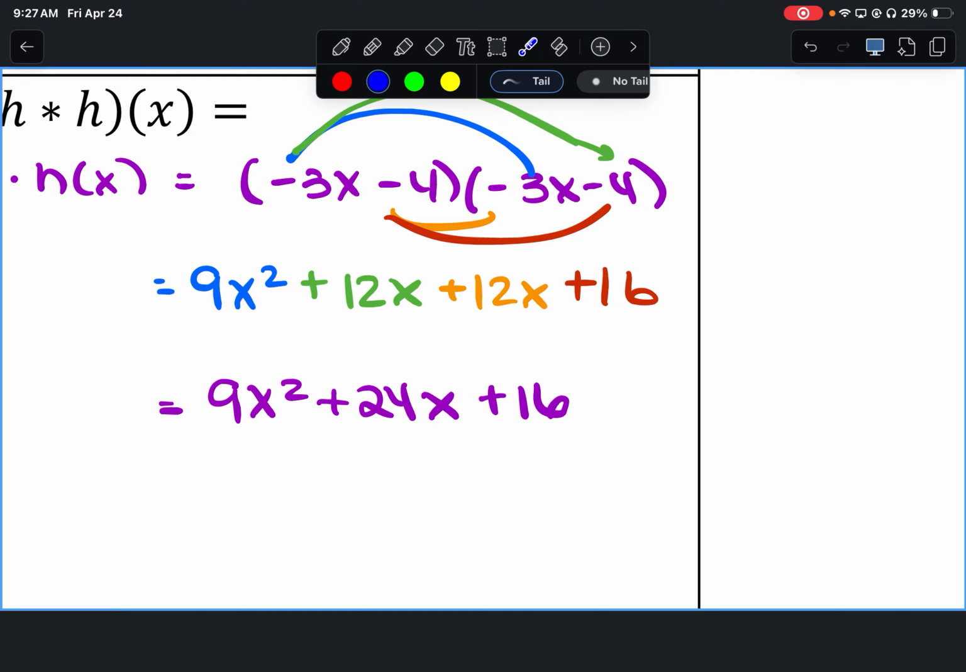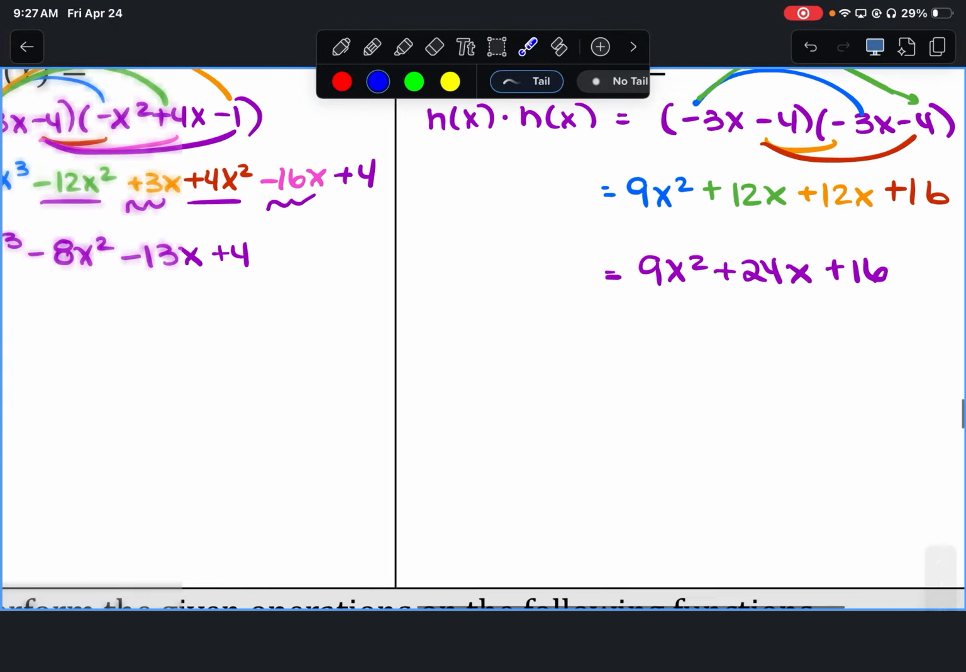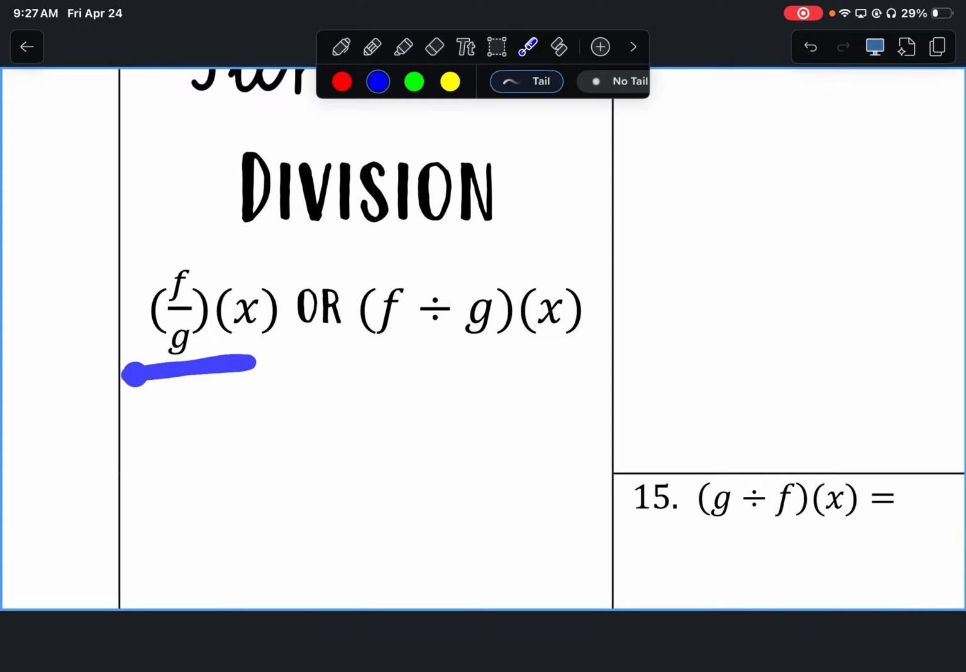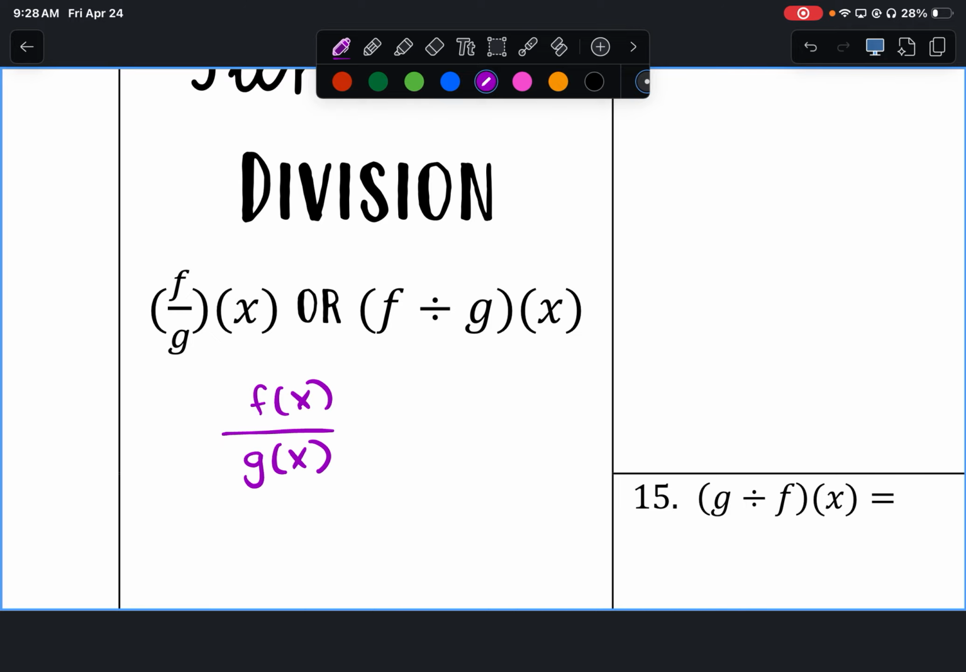All right, now, are y'all ready for the hardest section we're going to do today? Okay, that is the division section. This one's really hard, okay? So I want y'all to pay really close attention. With these, you will see this written either way, as f divided by g of x or f divided by g of x. They mean the same thing, it's just different ways to write it. What they both mean though are f of x divided by g of x. Both of them are set up like that.